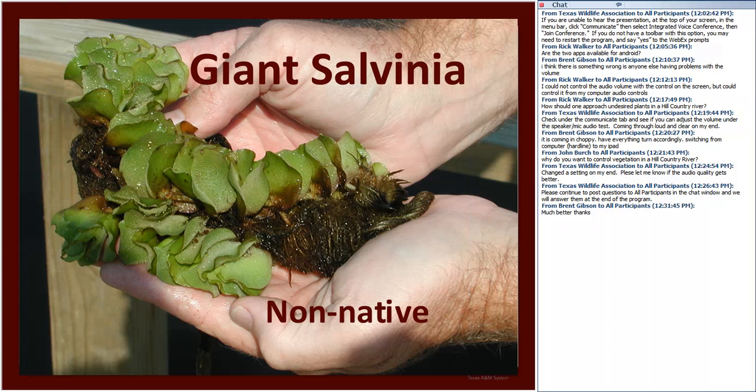This next plant is giant salvinia. You might have heard quite a bit about this in the news. This is a very, very bad plant. It is a non-native species that has invaded many Texas waters, and it is in fact spreading.